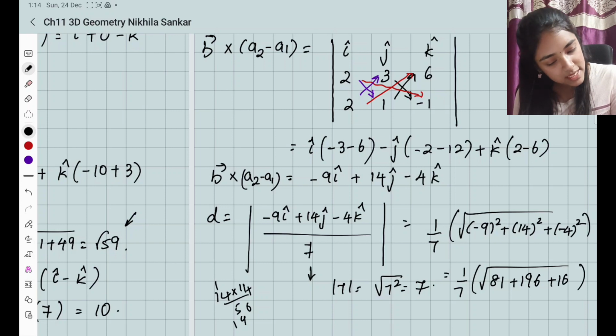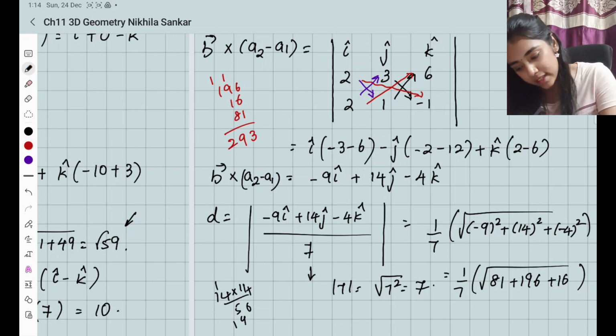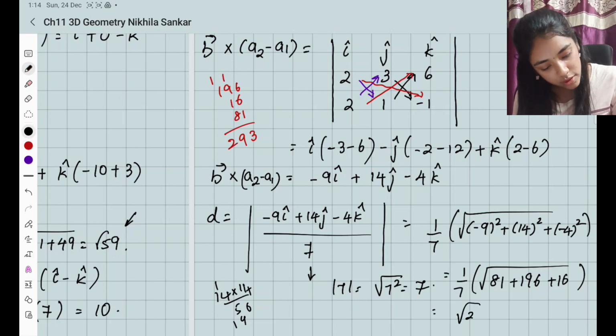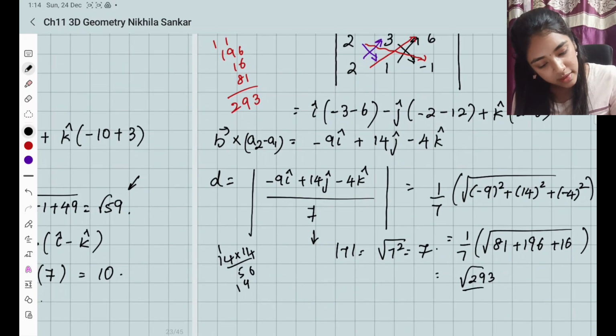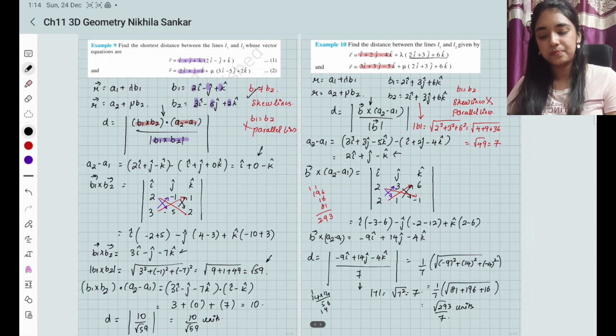So when I add these, I have 196, 16, 81: 6 plus 6 is 12, 1 carry, 9 plus 1 plus 9 is 19, 1, so 293. So I have square root of 293 divided by 7 units. Since this is my distance, this is going to be the answer, okay, please copy.